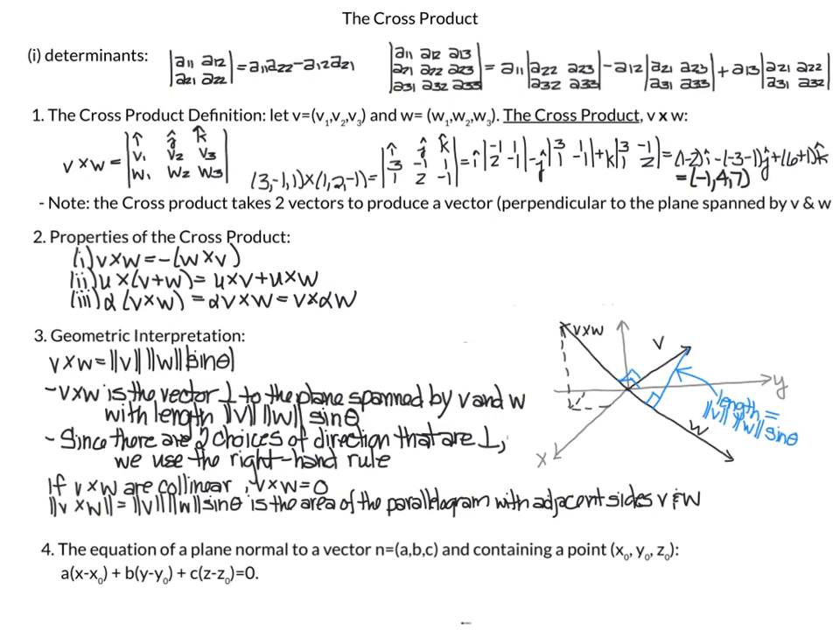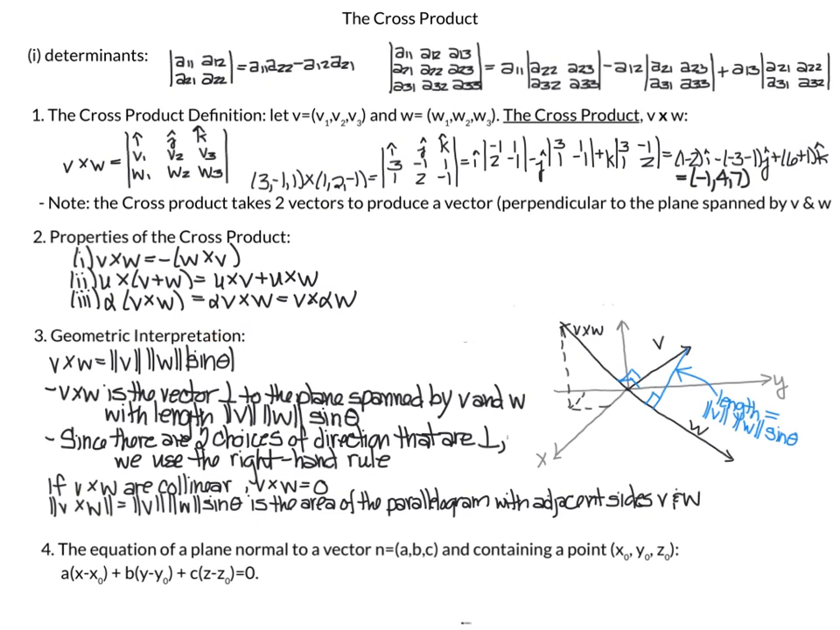One of the important things we have to know is that the cross product will take two vectors and produce a vector. Here, if we have two three-dimensional vectors, our answer is a three-dimensional vector. We have these properties of cross products. Probably the most important one is that V cross W does not commute. It is not equal to W cross V, but it is equal to negative W cross V. So it's the same vector in the opposite direction.